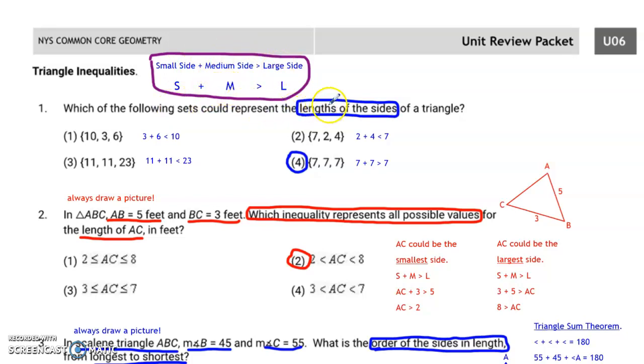So which of the following could represent the lengths of the sides of a triangle? All we've got to do is add small plus medium and see if it's greater than large. It's not greater than here. It's not greater than here. And it's not greater than here. However, 7 plus 7 is 14, and 14 is greater than 7.